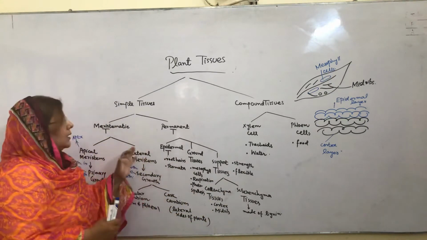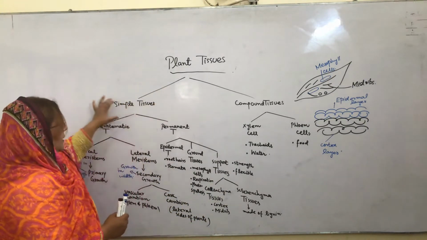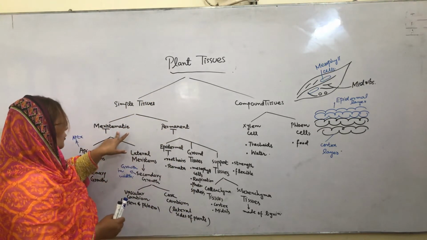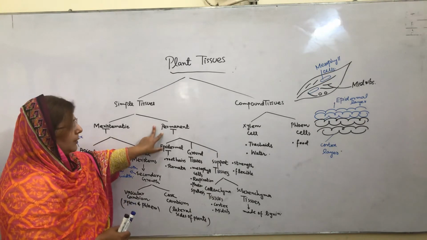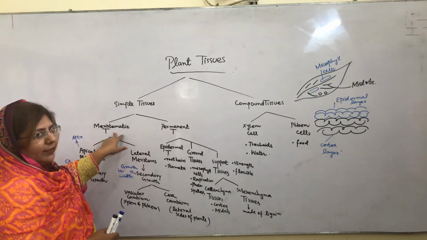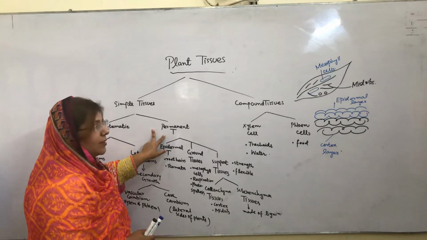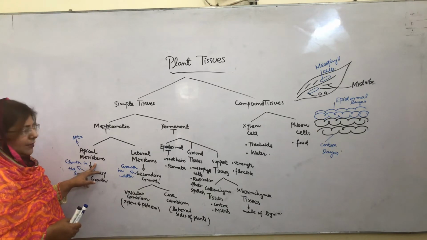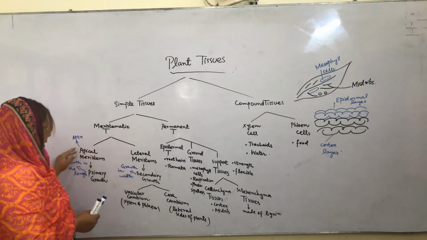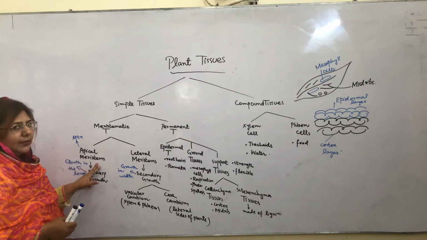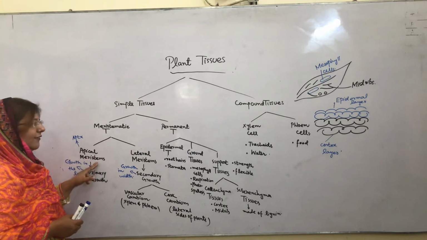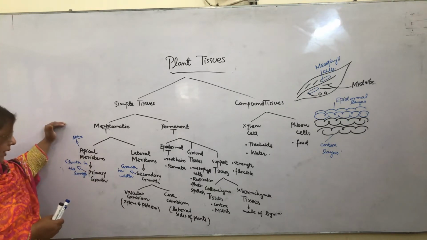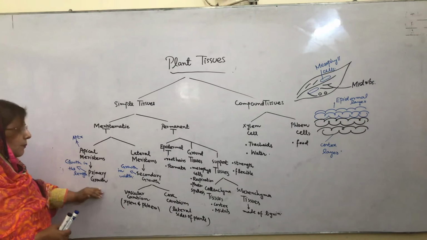So I am repeating this again. Plant tissues are divided into simple tissues and compound tissues. Simple tissues are further divided into two types: meristematic tissues and permanent tissues. Meristematic tissues have the ability to divide, but permanent tissues do not have the ability to divide. Meristematic tissues are further divided into apical meristems and lateral meristems. Apical means apex; they are produced at the tips of the roots and shoots, and they have the ability to divide, and when they divide, they increase the length of the plant. This process is called primary growth.